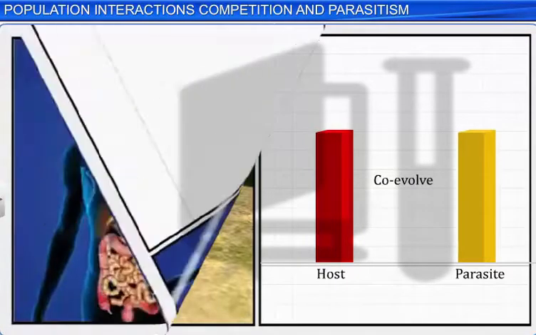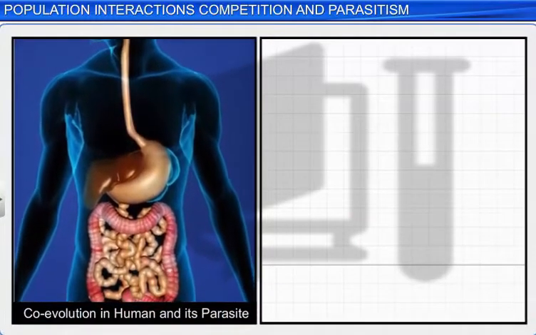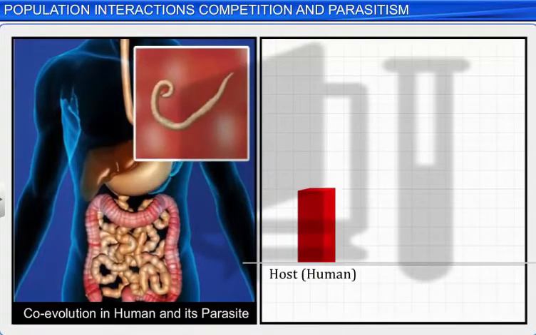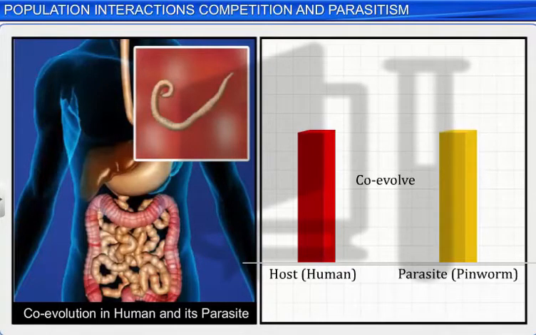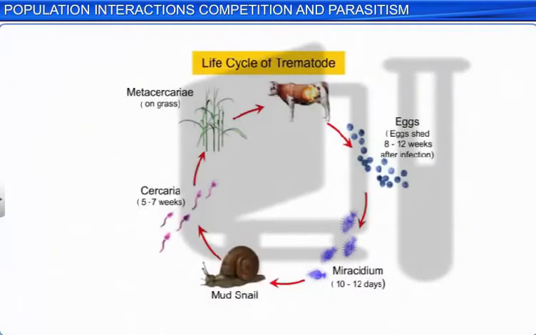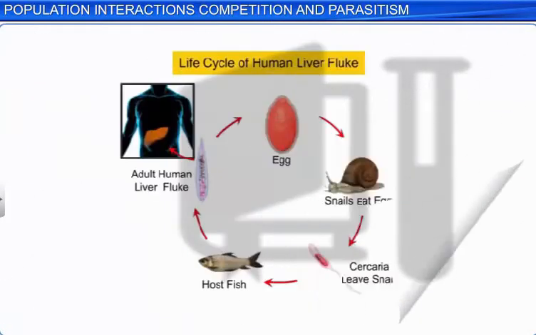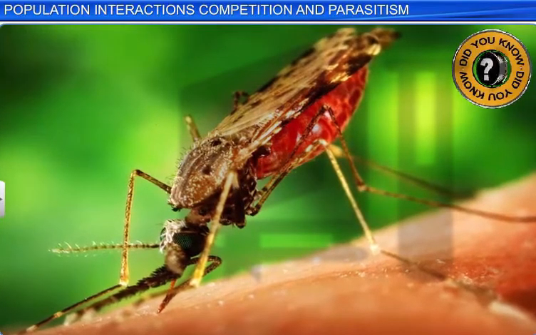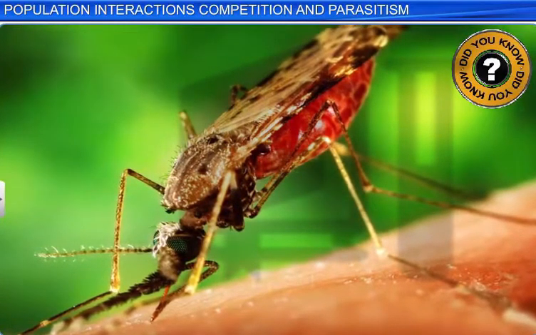For instance, secretions from the human digestive system help to kill parasites that enter it, while the parasites adapt themselves to resist their host. Besides, many parasites have a complex life cycle as they depend on one or two intermediate hosts or vectors. Did you know that the female mosquito is not a parasite, but is a vector, as it carries the malarial parasite Plasmodium?